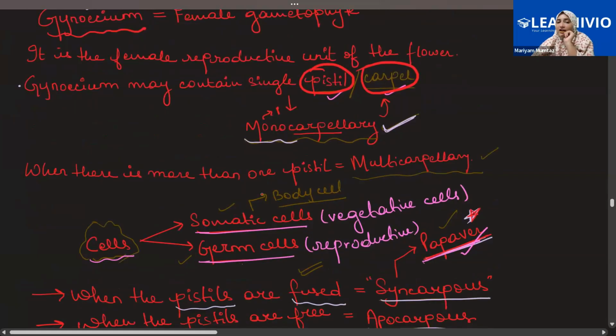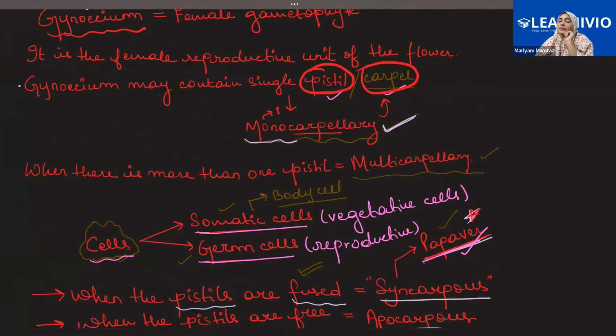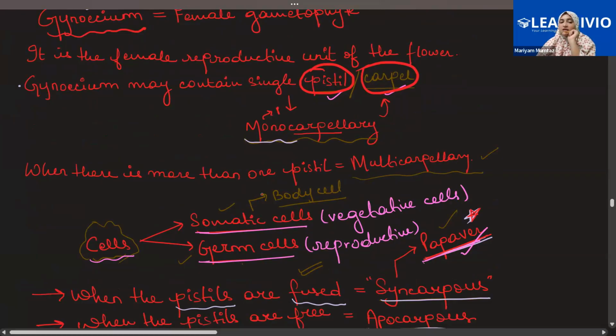Now, whenever a flower has just one pistil, we call it monocarpellary. Mono means one. Carpellary refers to the pistil. And whenever there is more than one pistil present, we call it multicarpellary. Multi means many, multiple. So we can say that the gynoecium may contain a single pistil, and we'll call this condition monocarpellary. And when there is more than one pistil, we call it multicarpellary. Clear?